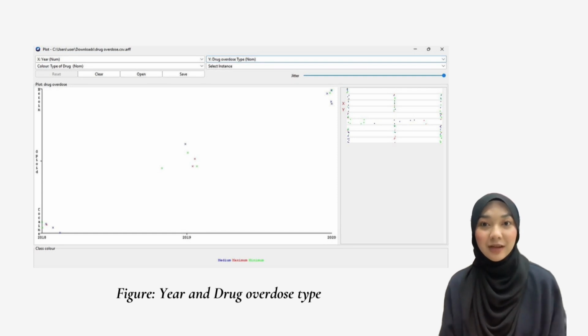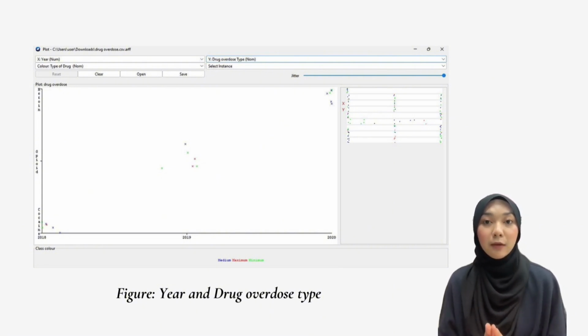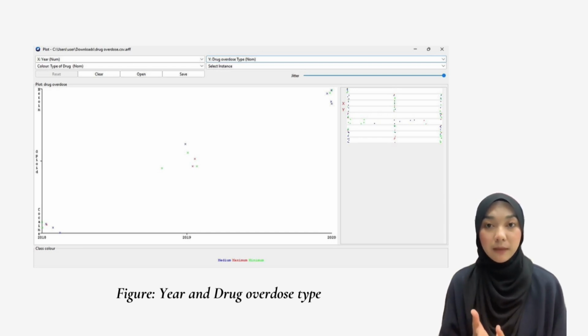The last figure is year and drug overdose type. As shown in the figure above, we can see the death rate caused by drug consumption by year. For the year 2018, the rate of death for cocaine is medium, maximum, and minimum. Based on the visualization above, the rate of death for opiate in 2019 is medium, maximum, and minimum.